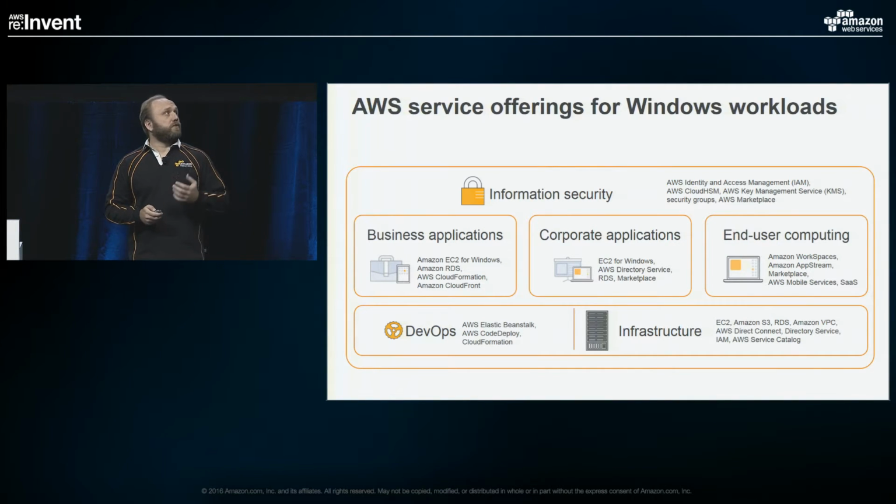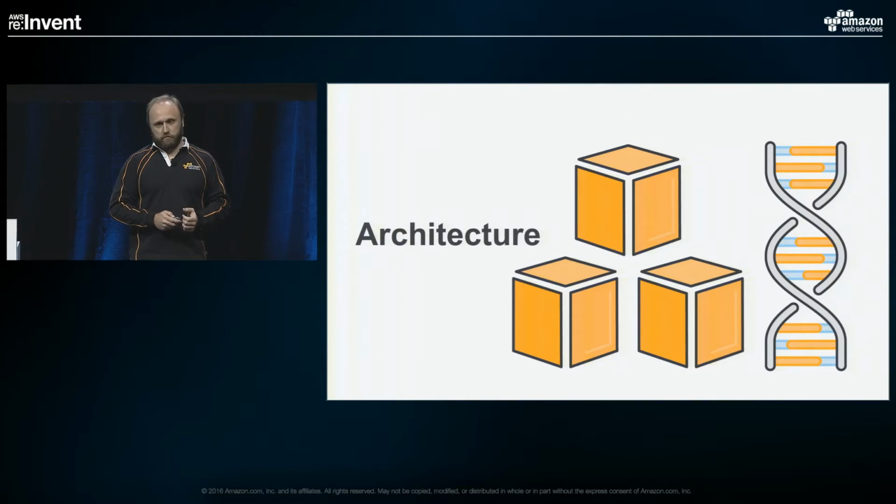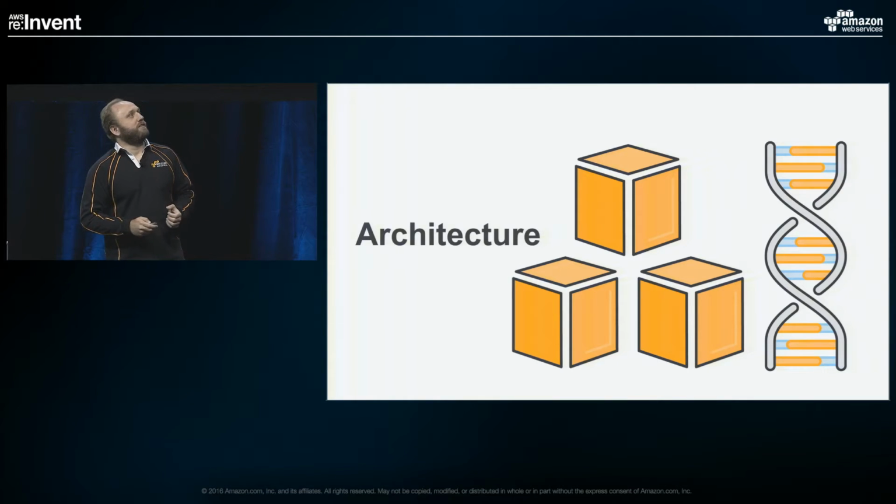So this is a brief overview of the type of services that we have and that we use for these particular categories, such as business applications, corporate applications, end user. And you can see the underlying services that underpin and support these type of workloads, DevOps and infrastructure beneath it. However, security and information security is an overarching aspect that encompasses both the DevOps and infrastructure, as well as all the different types of applications that we're going to be running on top of it. So, let's start with architecture.